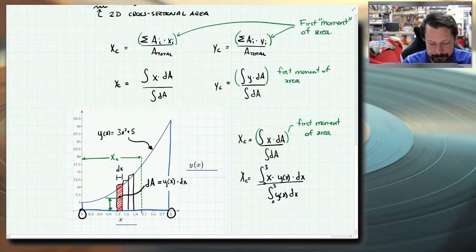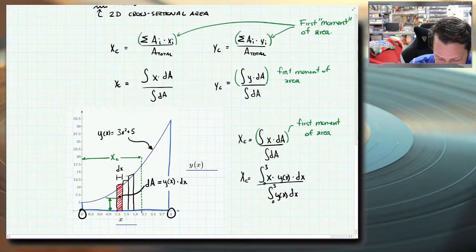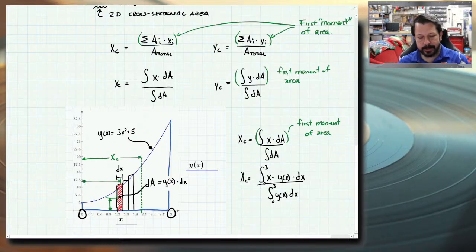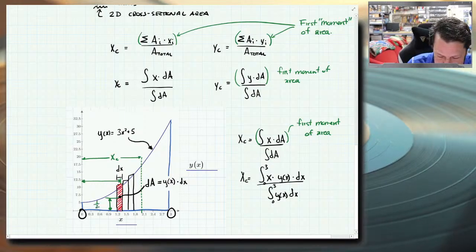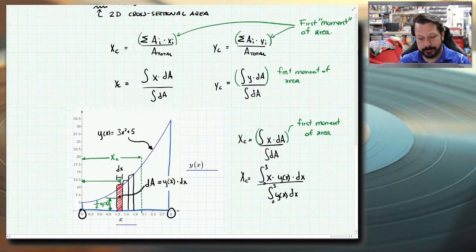It's easier to see when I'm doing the x direction, and these little differential strips are really thin, and this is the distance I'm using from the y-axis. That just is x. But when I'm measuring the distance in the y direction, I don't want to measure all the way to the top of the little differential strip. I only want to measure halfway. So this distance is 1/2 y of x. It's only half the height of the differential strip, so I do have to keep that in mind.